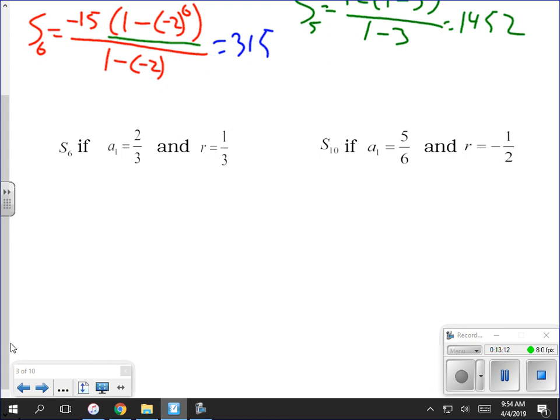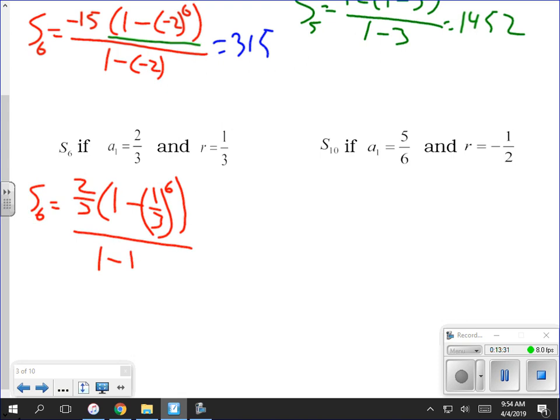Do the next one here. So I know what N is. N is 6. I know the first term. I know what R is. So the sum of the first 6 terms is 2/3 times 1 minus 1/3 to the 6th power all over 1 minus 1/3. Now, I'll look at this one, okay, and it doesn't always work out this way. But realistically, what's my denominator? What is 1 minus 1/3? It's 2/3, right? I have 2/3 of my numerator and 2/3 of my denominator.